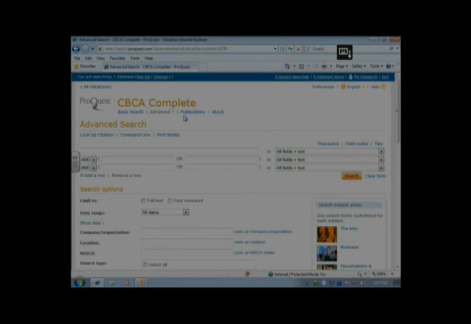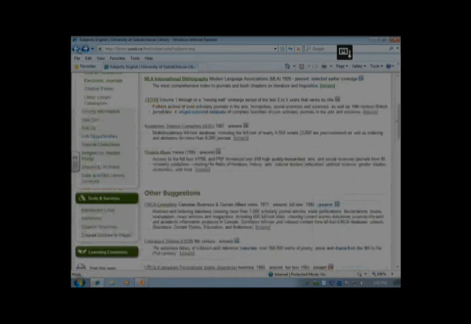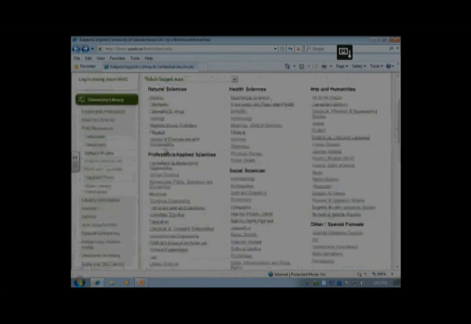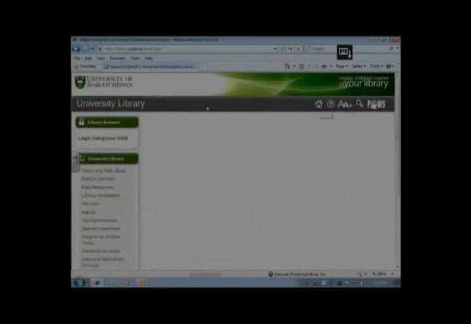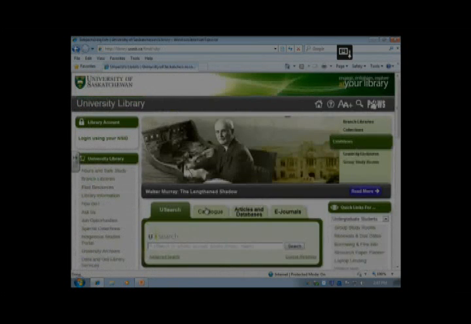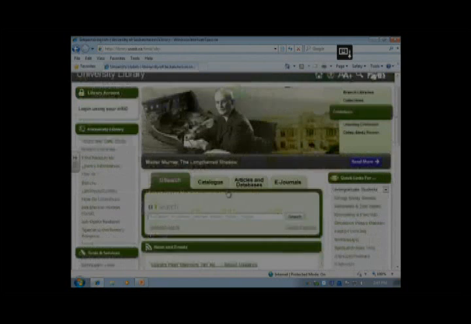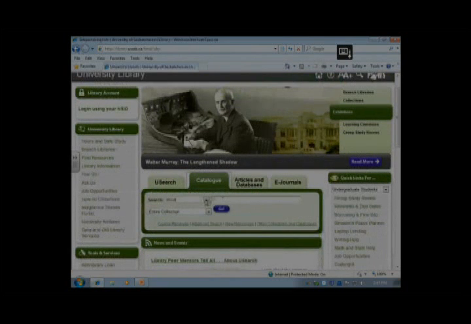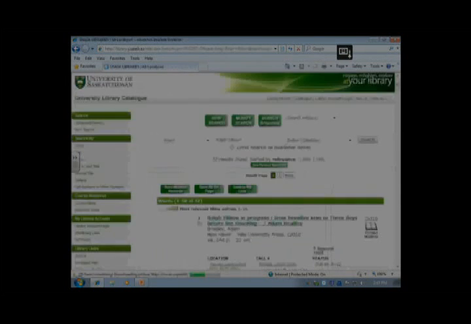You can also recall books, so let's go back, and I'm going to go to the home page again. I'm just going to do a quick search again. I'll just open up the first item I see.